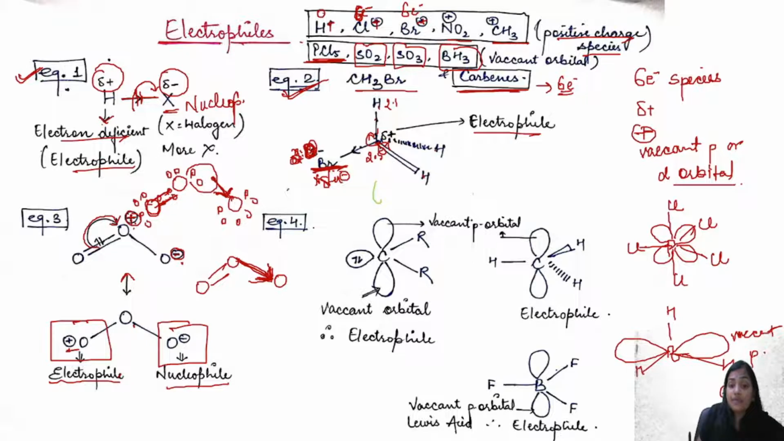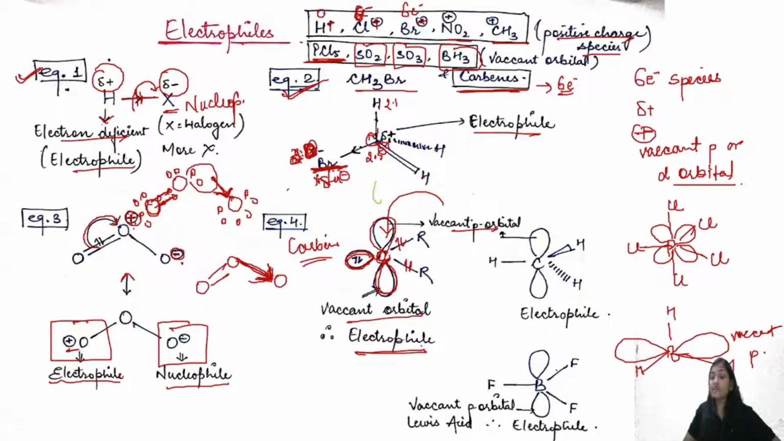Now example number 4 is the example of a carbene. Guys, you know that the structure of a carbene is something like this. Here the carbon has 6 electrons, and here we have a vacant orbital. Because of this vacant p orbital, this carbon can only have a p orbital. Carbon is a period 2 element, so it cannot have a vacant d orbital. Because of this vacant p orbital, it has a tendency to accept the electron pair easily, and therefore it is said to be electrophilic in nature.